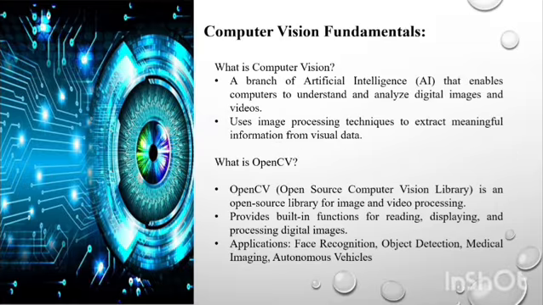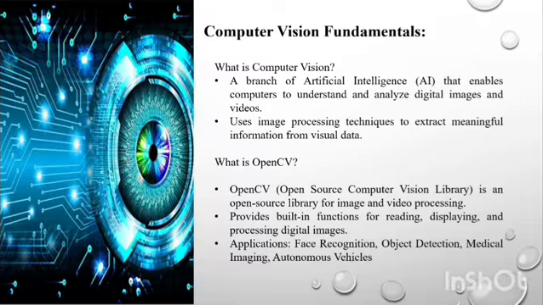First, let us understand what computer vision is. Computer vision is a branch of artificial intelligence that enables computers to understand, analyze, and interpret digital images and videos. It allows computers to identify useful information from images such as objects, faces, shapes, colors, and text, similar to how humans use their eyes and brain.